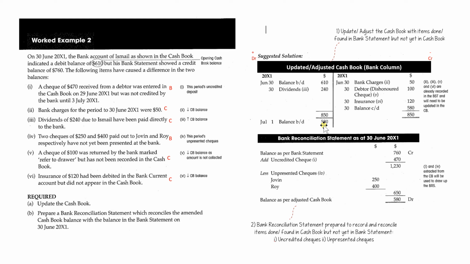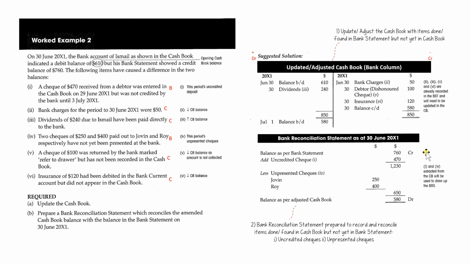Okay, so now we are done with that. We move on to the next step. Whatever over here is labeled B, we are going to do it in the bank reconciliation statement, meaning to say those have been entered in the cash book but not yet recorded in the bank statement. So we are going to record it in the bank statement.